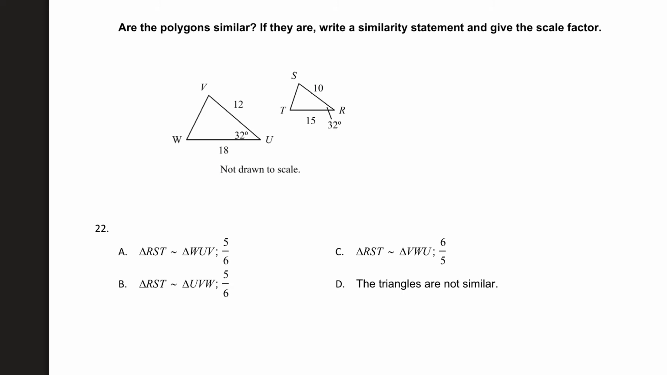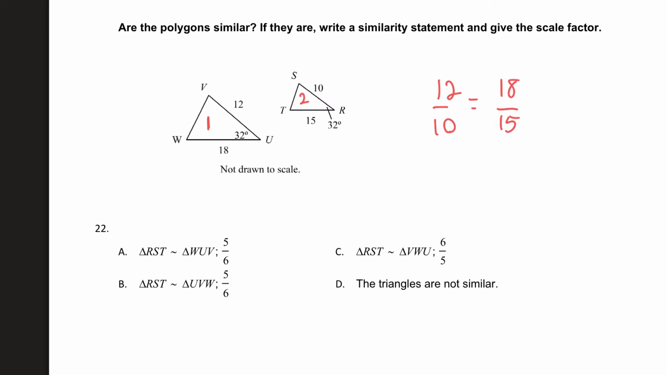Now, in order to use that postulate, I have to make a proportion out of the sides. So once again, this is my first shape, this is my second shape. In my first shape, I'll list out the sides from smallest to greatest, 12 and 18. In the second shape, I will do the same. Smallest side is 10, larger side is 15. And I will see if these reduce to the same scale factor.